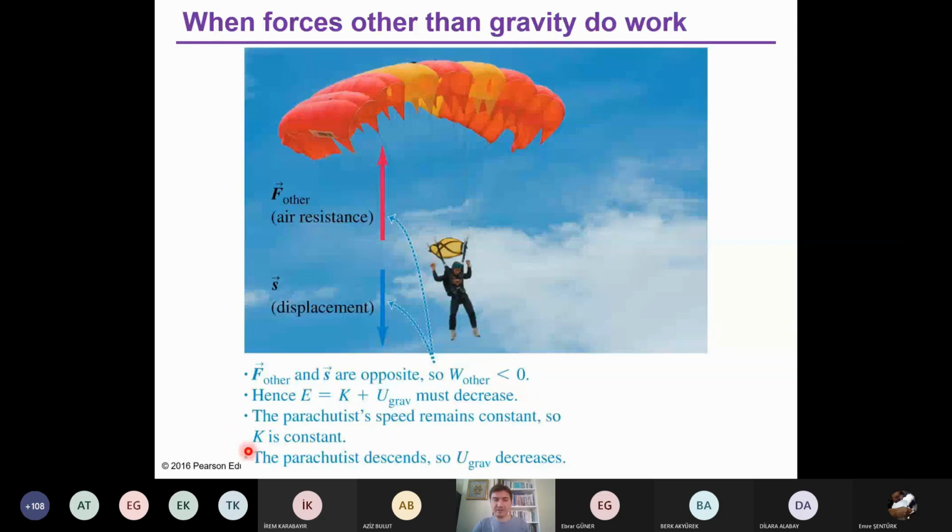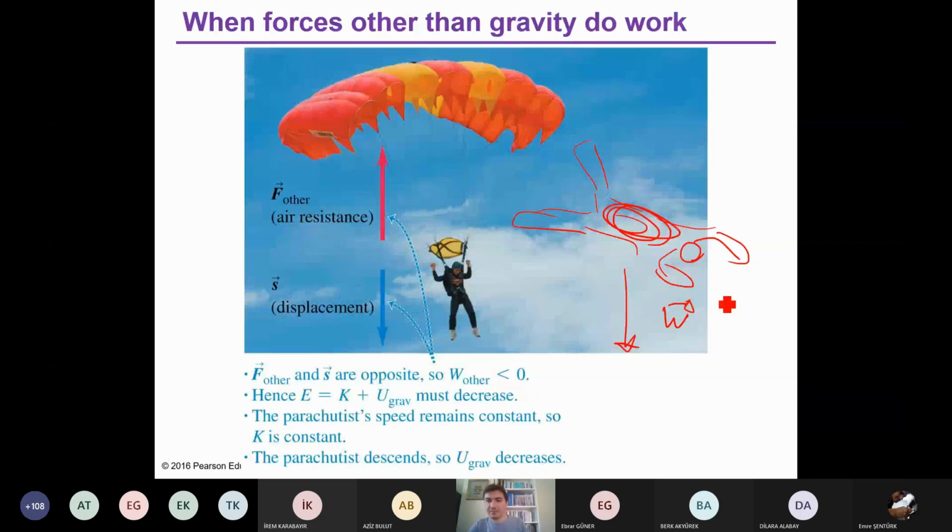Because K is constant. Normally, if there is no air resistance, let's consider this condition. The parachute doesn't open, and we ignore the air resistance, and this guy goes down. So only weight acts on this guy, if you ignore air resistance in this case, or if it is very small compared to the first condition on the left side. So only weight acts on this guy here.